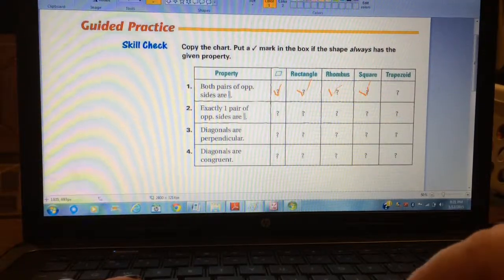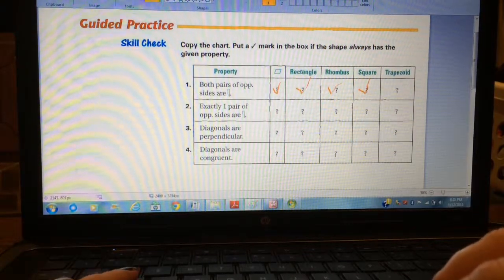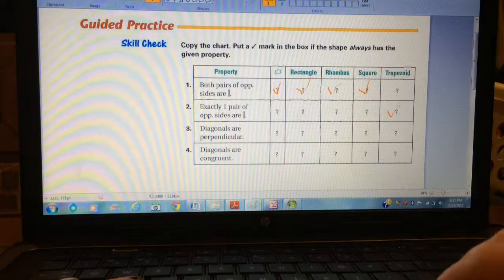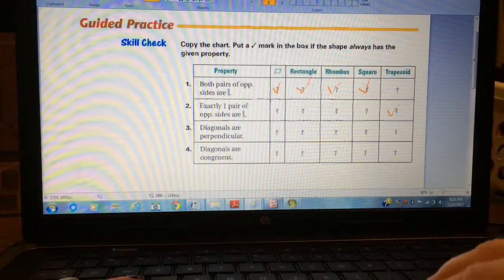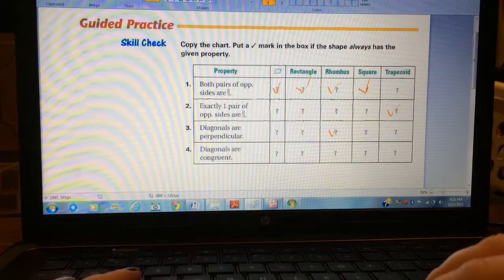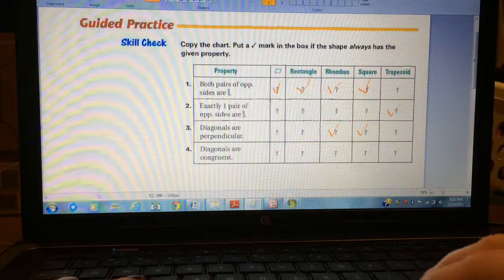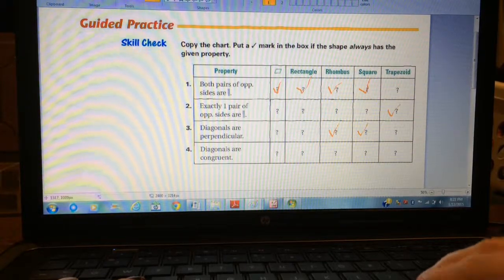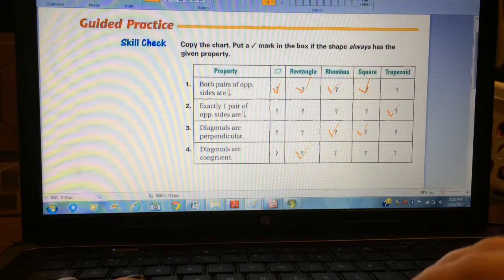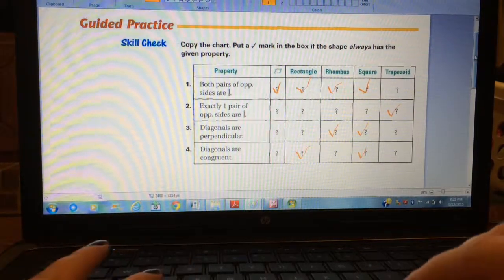Number 2, exactly 1 pair of opposite sides are parallel. That is our trapezoid. Everything else has 2 sets of parallel sides. Trapezoid has 1. Diagonals are perpendicular. That is true for our rhombus, and then our more specific rhombus, our square. And then diagonals are congruent, not in a parallelogram, but they are congruent in a rectangle, and they are congruent in a square. And so I hope that gets you started.